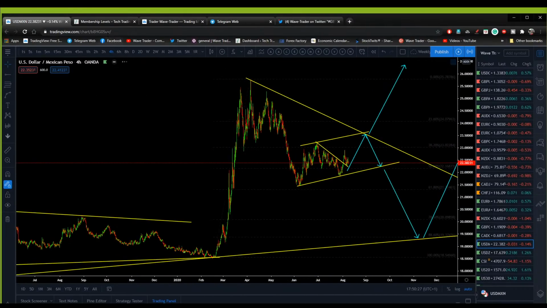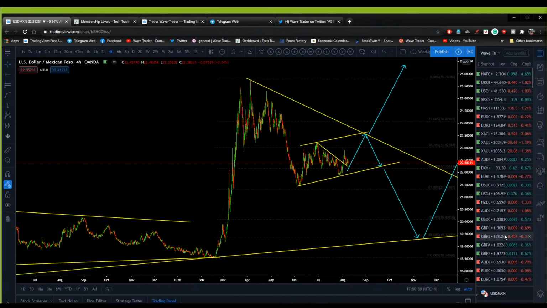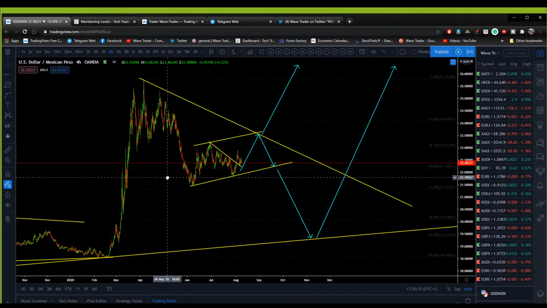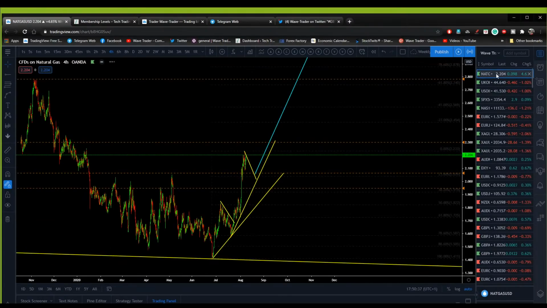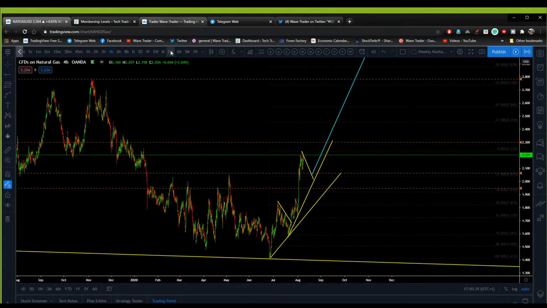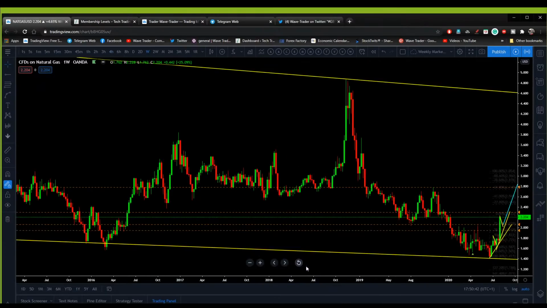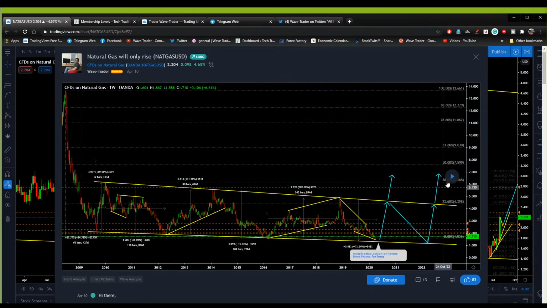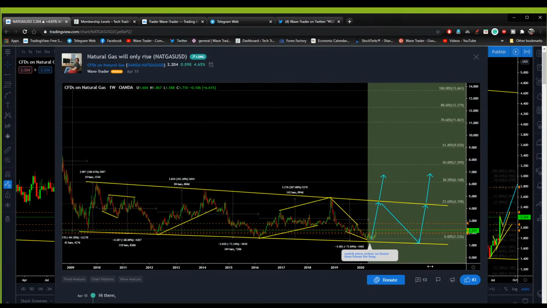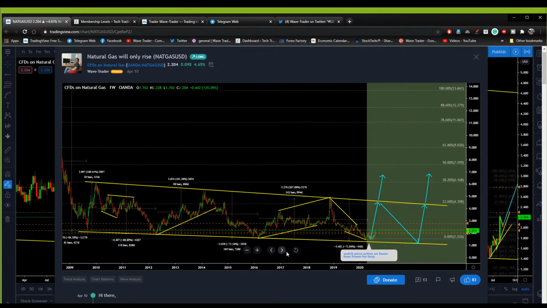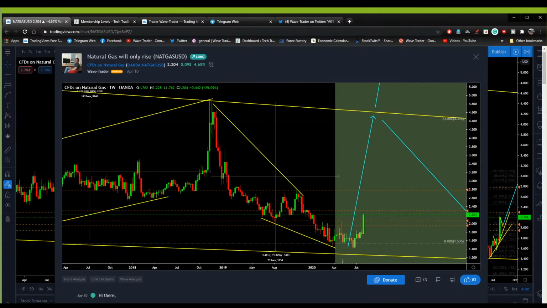So let me go to the others. Then we're going to look at these charts. Natural gas is reversing now. The weather is changing. Cold weather is coming, and natural gas is bouncing up. It's a longer term chart, a weekly chart. Finally natural gas is rising. It took a lot of time sitting over there, and now it's rising.